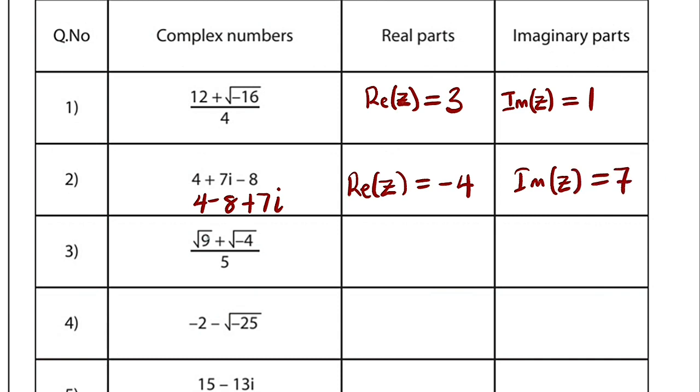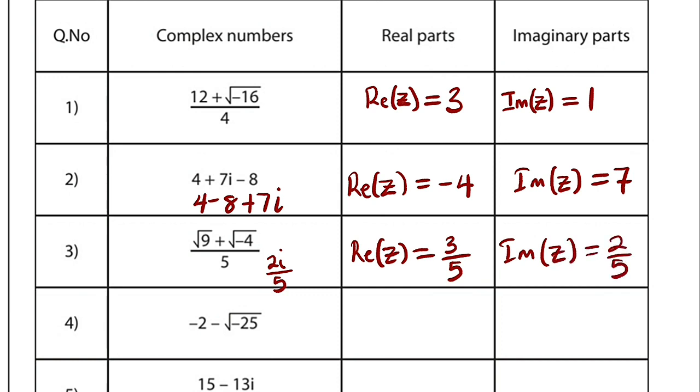Question number 3. We have the square root of 9 plus the square root of negative 4, all divided by 5. The real part will be the square root of 9 divided by 5. And the square root of 9 is equal to 3, divided by 5. Therefore, the real part of this complex number is equal to 3 divided by 5. Moving on to the other side, we have the square root of negative 4 divided by 5. The square root of negative 4, remember, is 2i, and we have to divide it by 5, which implies that the imaginary part, which is just the coefficient, is 2 divided by 5.